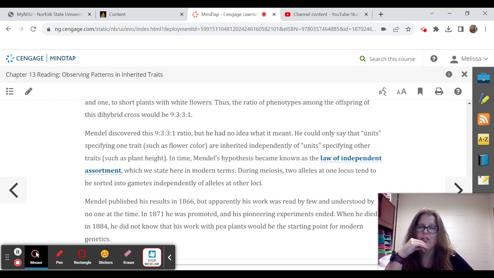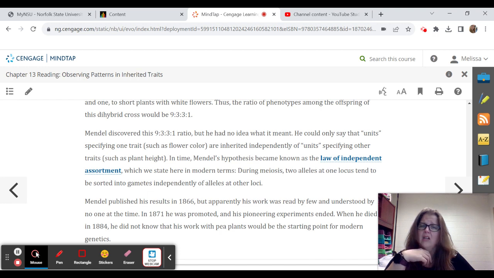His results were published in 1866, and you have to understand that, again, this is groundbreaking stuff. I even wonder if he really knew the impact he had. I know the book says he died in 1884, and he didn't know that his plants would be the starting point for modern genetics. He's often called the father of genetics because of this work that he did with the pea plants.